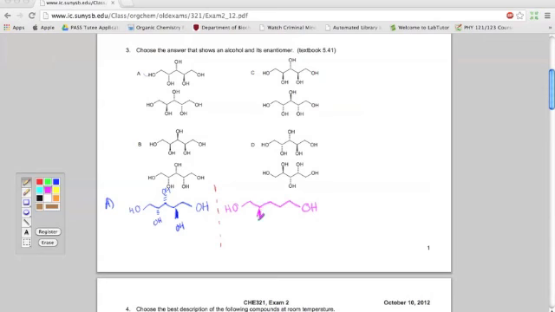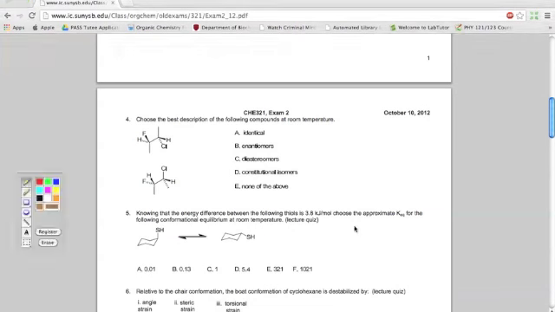So this here is going to be wedge. It's going to correspond with that. This here is going to remain dashed. And this here is also going to remain dashed. So now if we look at this, we see that this answer that we got is right here. So the trick to doing this, especially if you don't have a models kit, is assign R and S.